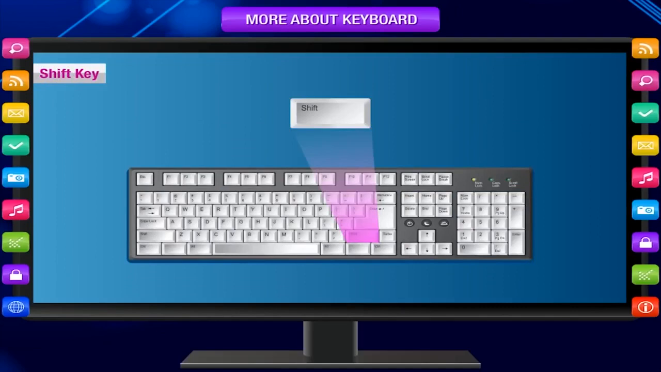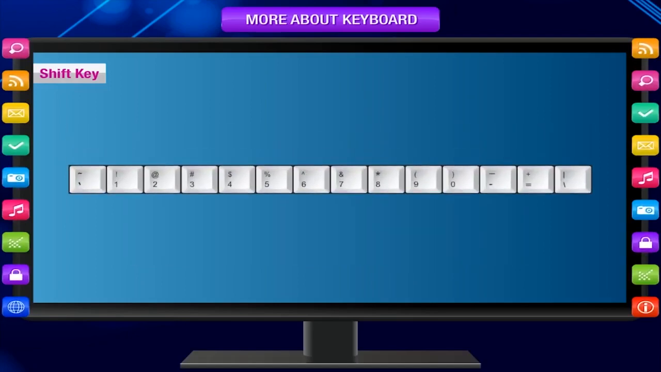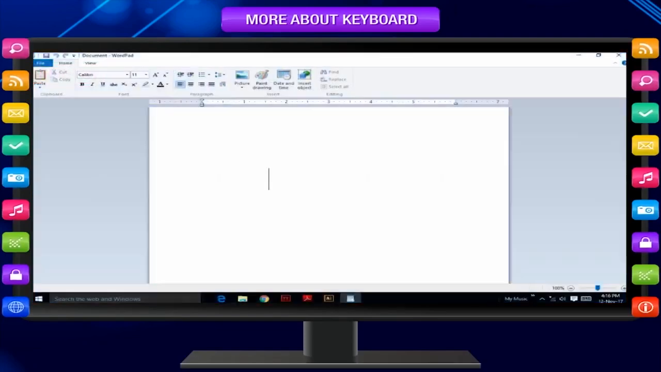Shift key. The shift key is used in combination with other keys. Any letter typed with the shift key pressed displays a capital letter when caps lock is off. Some keys have 2 symbols written on them. When you want to type the upper symbol of any of the keys, use the shift key. For example, to type the symbol plus, hold down the shift key and press the key with the symbol equal to.